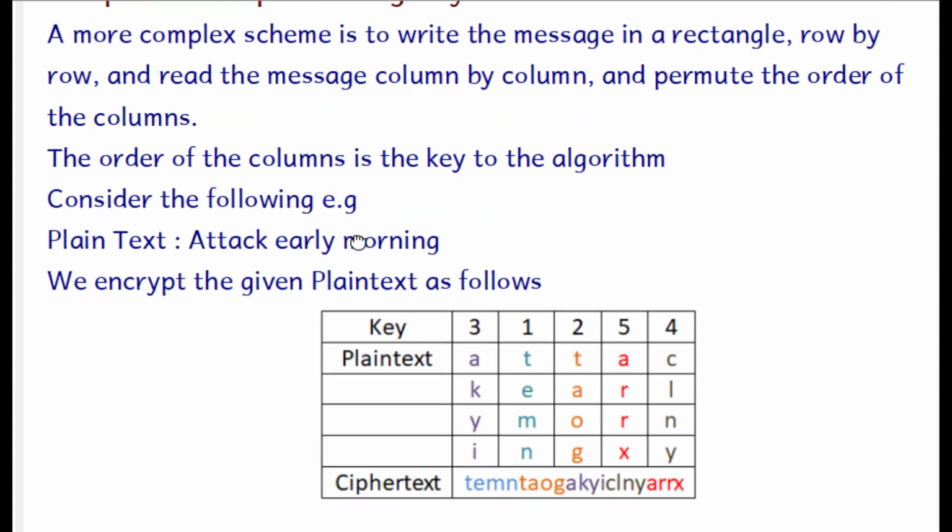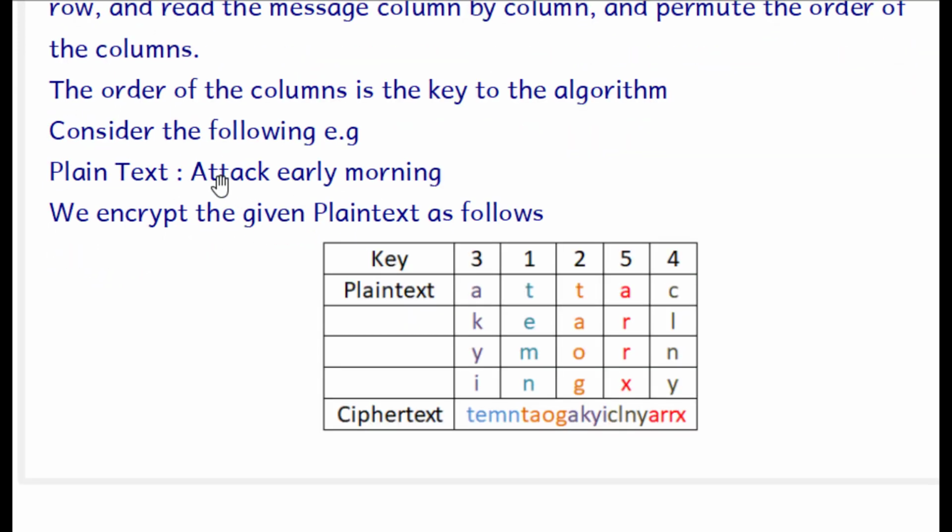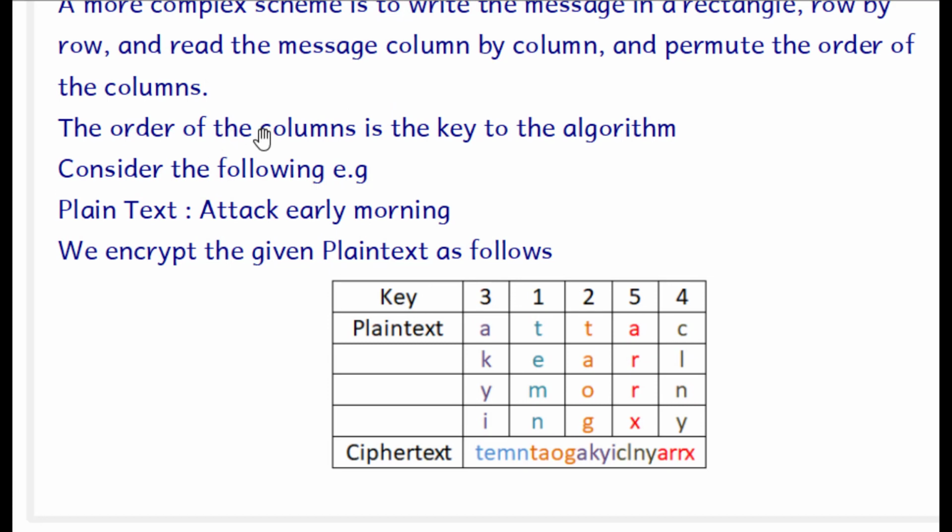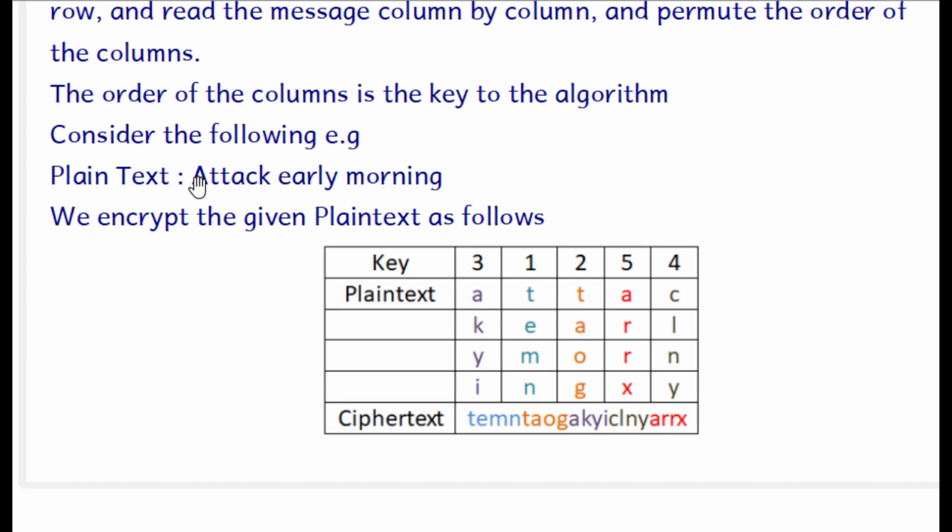So how do we do this? For example, we have the message "attack early morning", and of course here the order of the columns is the key of the algorithm. I'll show this with this example. Suppose we want to use a transposition cipher for encrypting the message "attack early morning". How do we do this?